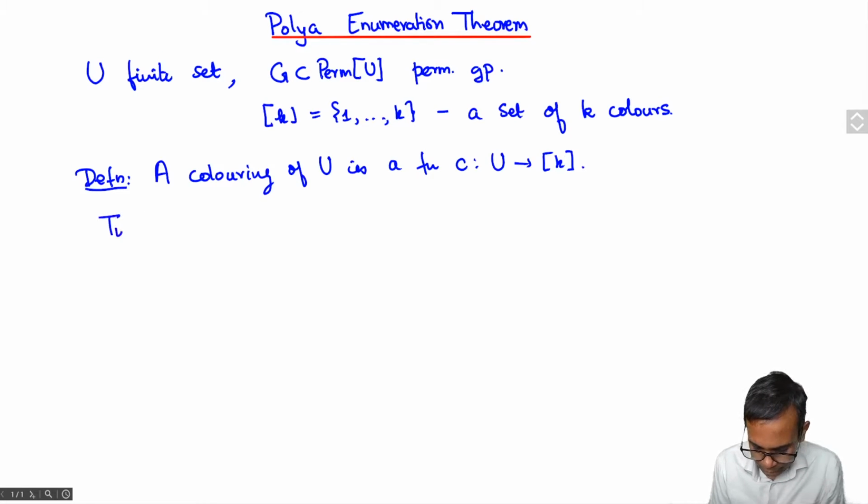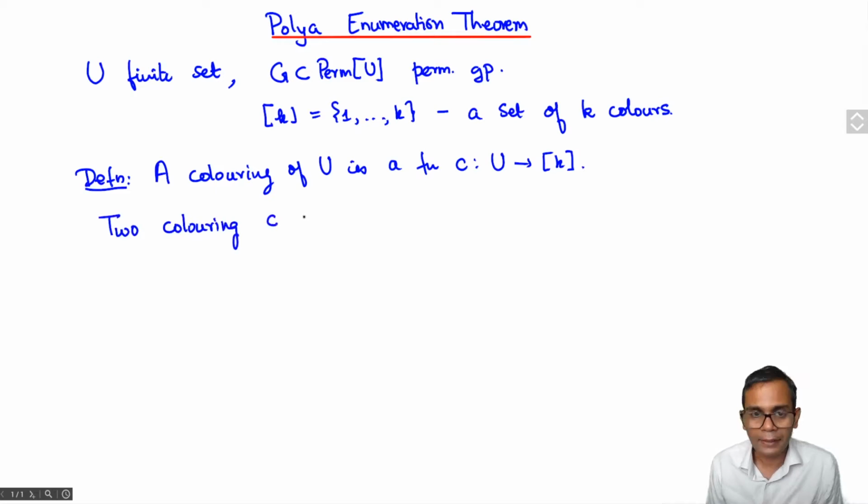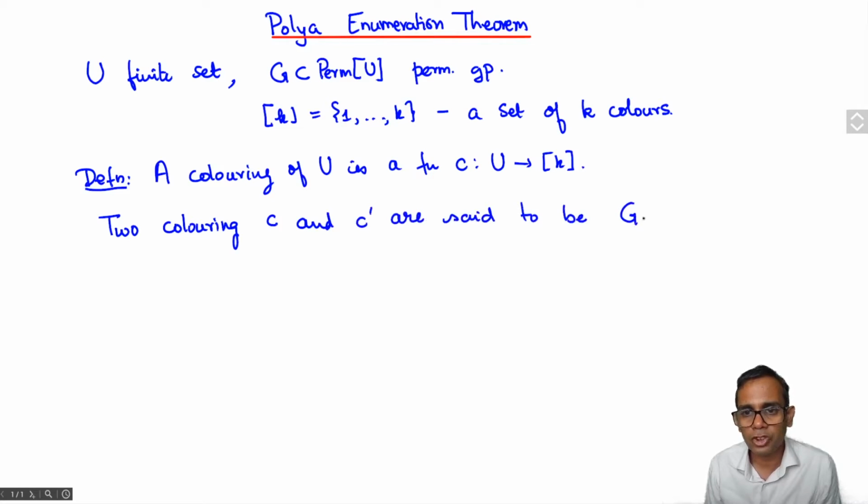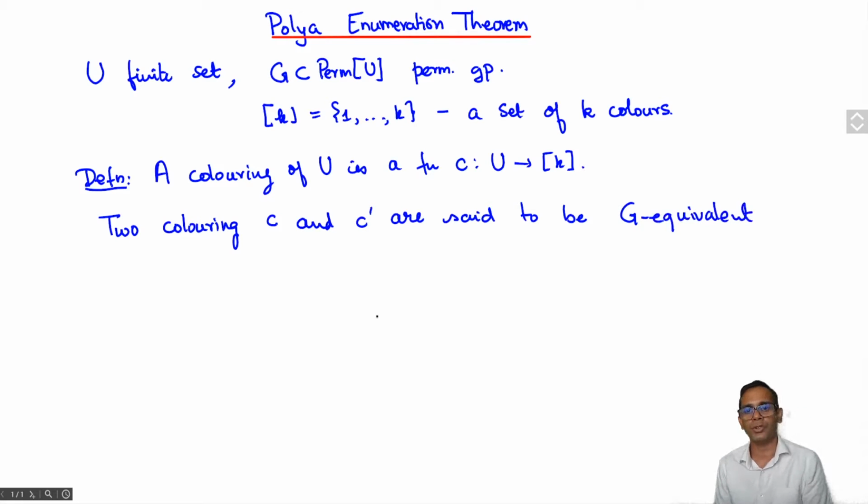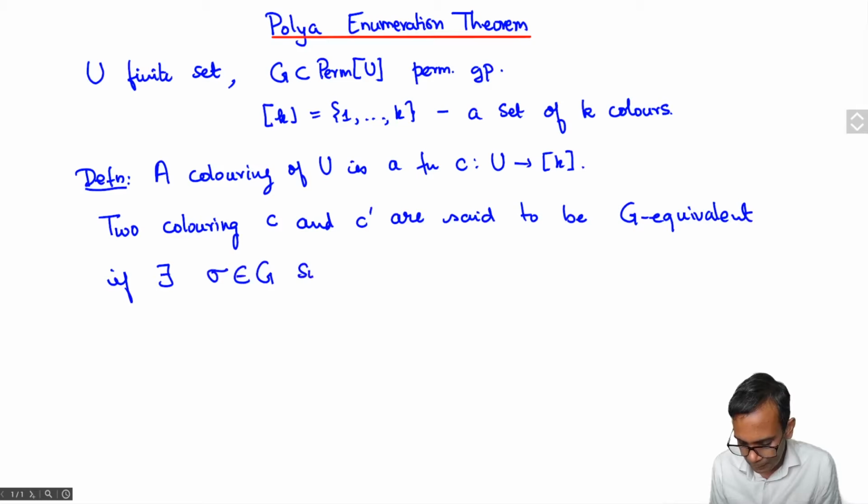So two colorings, C and C prime, are said to be equivalent. Well, I should say G equivalent. It depends on the permutation group that you've chosen. If there exists a permutation sigma in G such that the color assigned by the coloring C prime to sigma of U is equal to the color assigned by C to U.